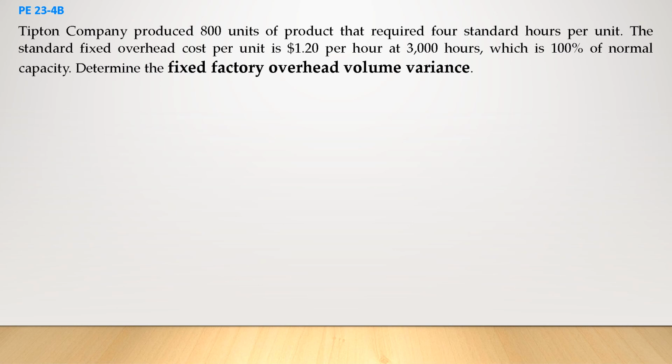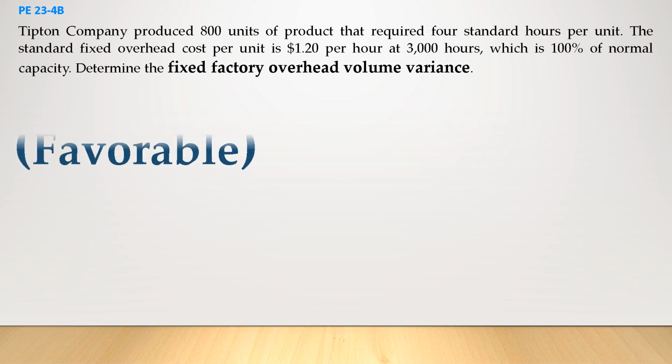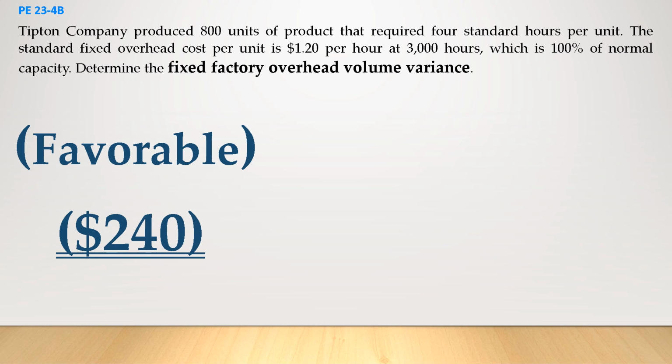What will be the result? Is it favorable or unfavorable? It is favorable. Favorable by how much? By $240,000. So how do we get it?